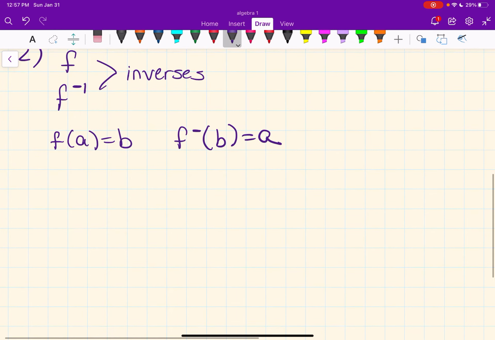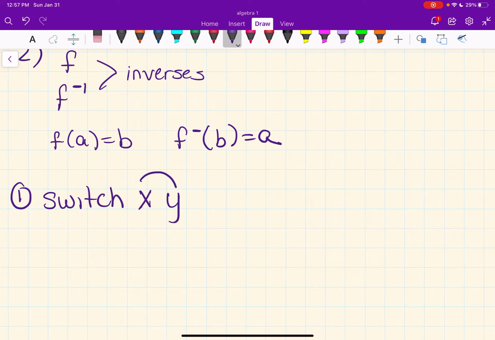Here are the steps. Number 1, switch the x and y, just like you did above. So in the equation, you're just going to switch the x and y. Number 2, I love this, solve for y. That's it. That's how we find inverses. So that's what all that means. Switch the x and y, solve for y.